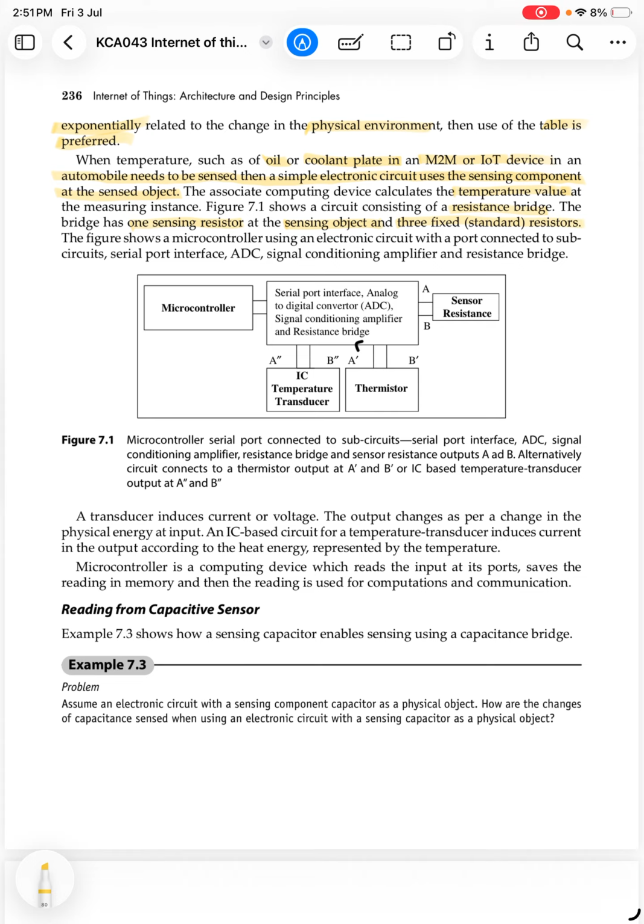The figure shows a microcontroller using an electronic circuit with a port connected to the sub-circuits, serial port interface, ADC, signal conditioning, amplifier, and resistance bridge. This is the figure. Microcontroller serial port connected to sub-circuits, serial port interface, ADC, signal conditioning, amplifier, resistance bridge, and sensor resistance outputs A and B. Alternatively, circuit connects to a thermistor output at A dash or B dash or IC based temperature transducer output at A double dash and B double dash.